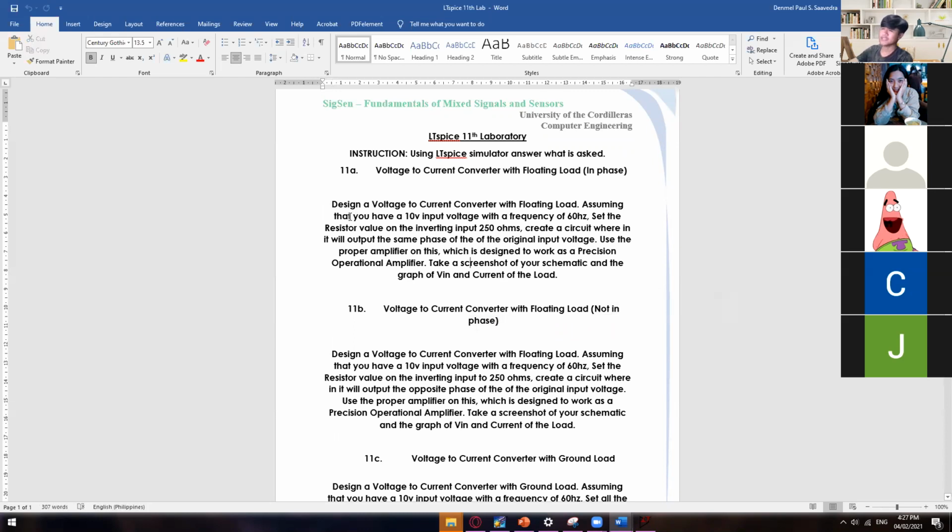So it says here, design a voltage to current converter with floating load, assuming that you have a 10 volts input voltage with a frequency of 60 hertz. Set the resistor value on the inverting input to 250 ohms. And then create a circuit wherein it will output the same phase of the original input voltage. So use the proper amplifier on this. You guys already know what I'm talking about on the proper amplifier.